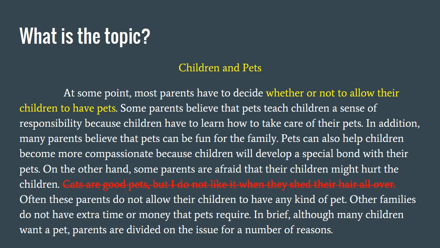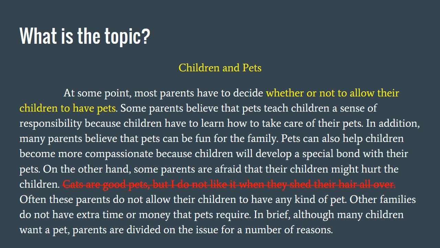And we're back. Okay, so what is the topic? We know the topic is in the first sentence, parents have decided whether or not to allow their children to have pets. So let's take a look. Is there any part of the paragraph where children and pets are not exactly the focus?